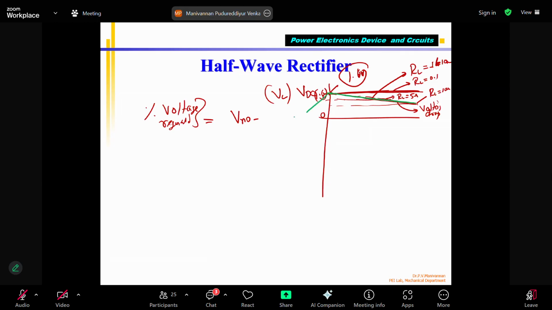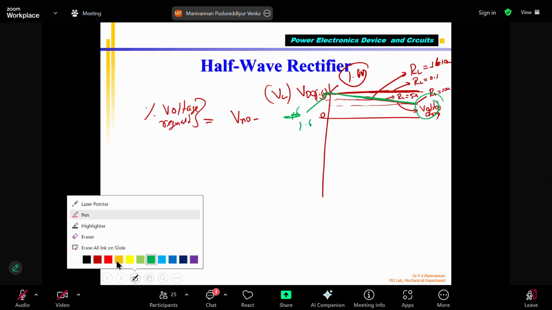This is 1.6. But if I increase the load, this is called voltage drop due to load change. The voltage follows this. So the voltage regulation, I can say voltage regulation.